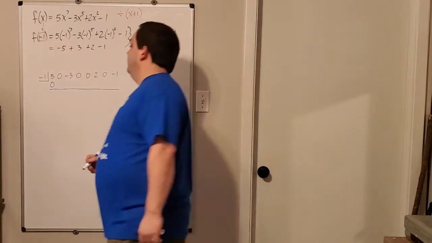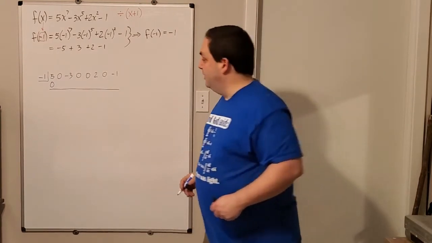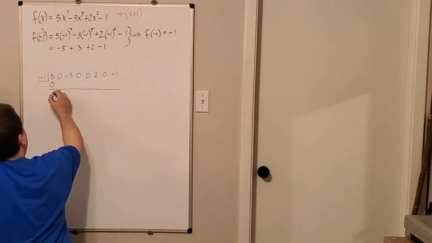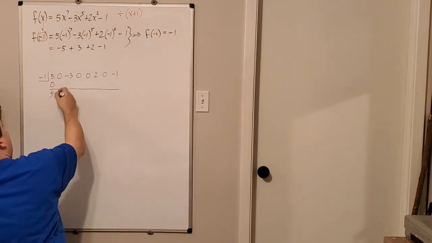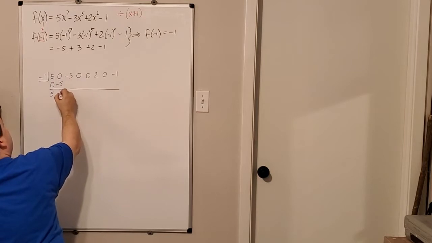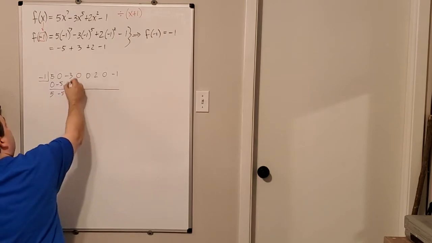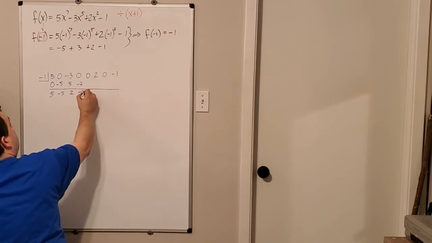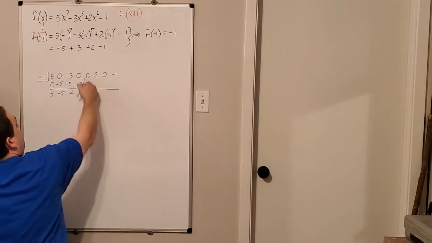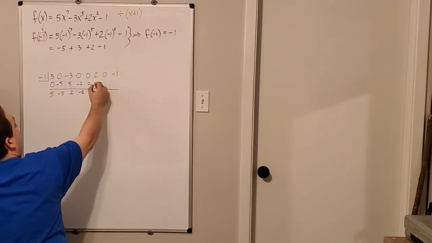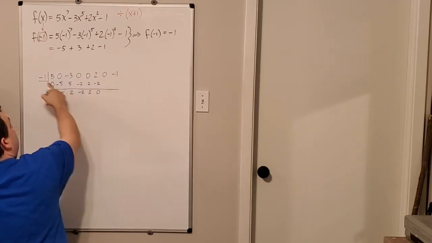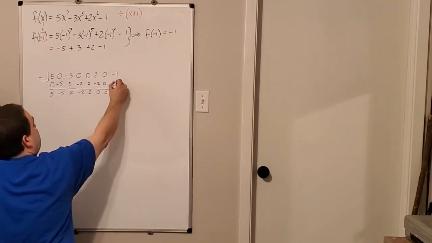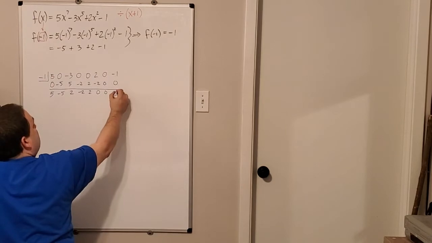Draw my line. And I'm going to do my synthetic division now, right? So I add right here. This is going to be 5. Multiply. -5. Add. Multiply. Add. Multiply. Add. Multiply. Add. Multiply. Add. -1 times 0 is 0. -1 plus 0 is -1.